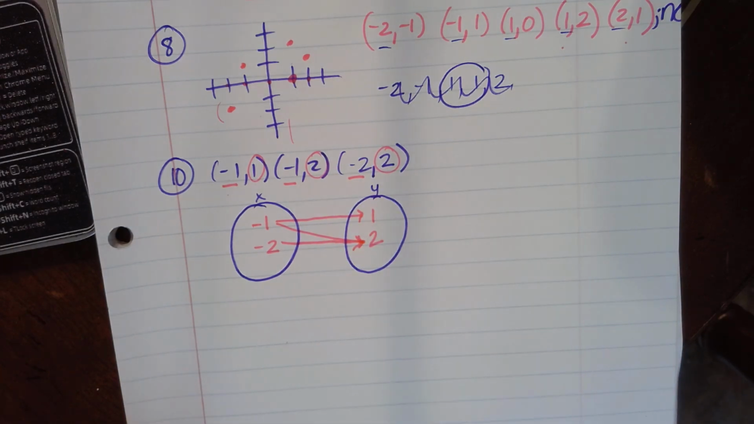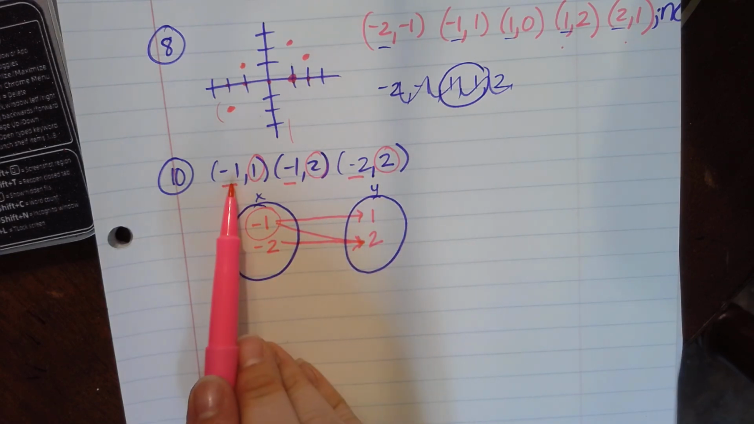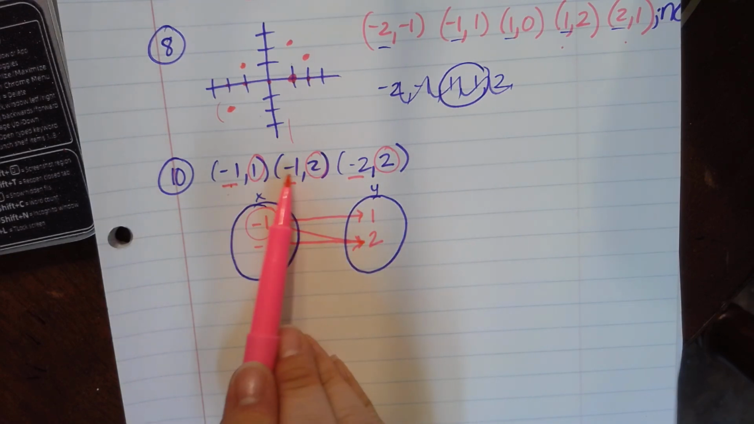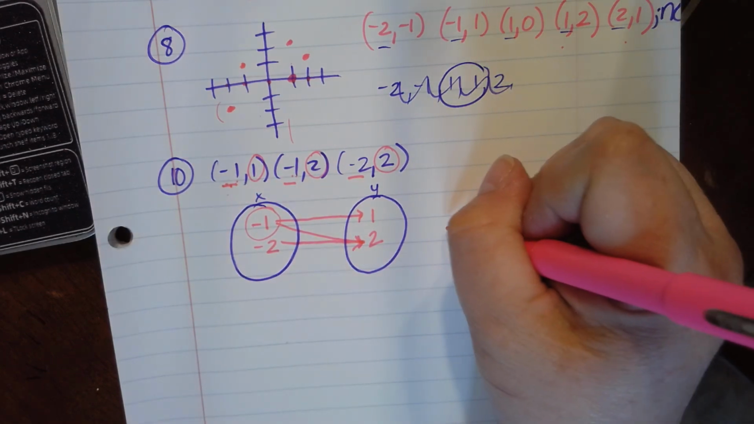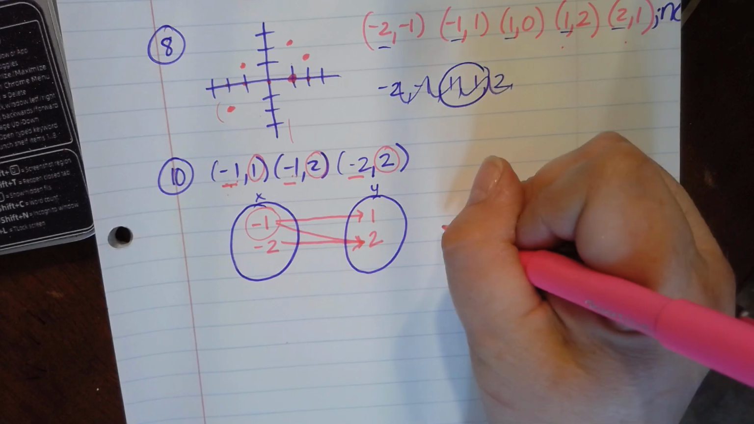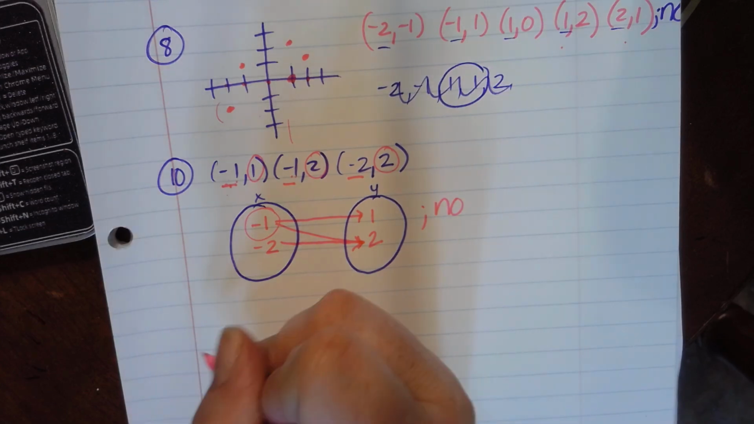All right, and then they want you to tell them if it is a function. So the problem is, again, I can only use x one time. So I can see that right here, -1 goes to 2 different y's, or I could see that the x's are repeated here in the coordinates. So the answer to this, here's the first part of your answer, and then you will say no, it is not a function. All right, number 12.